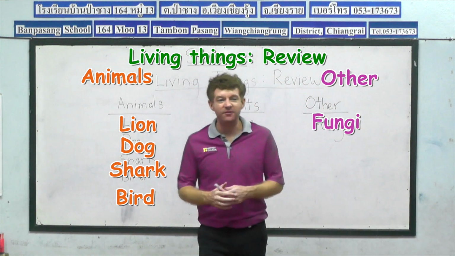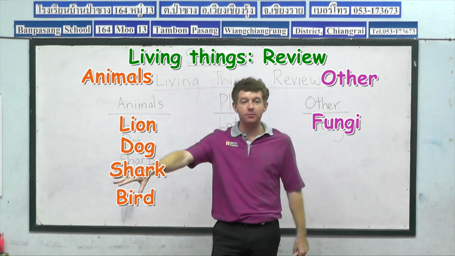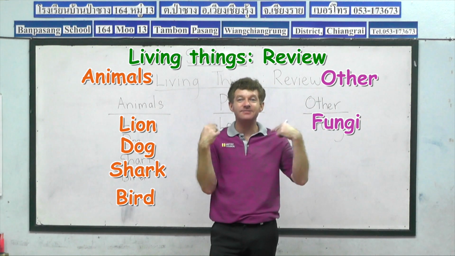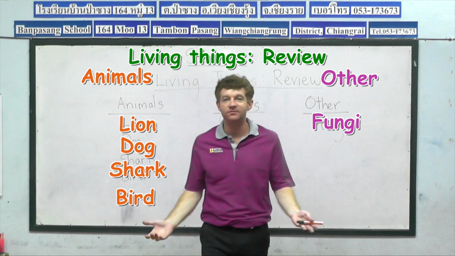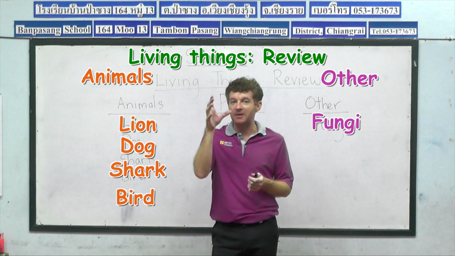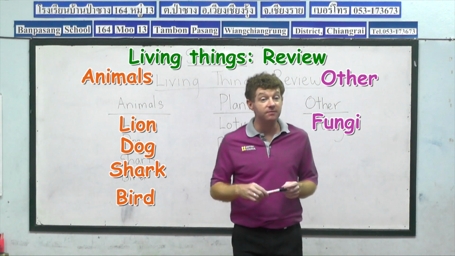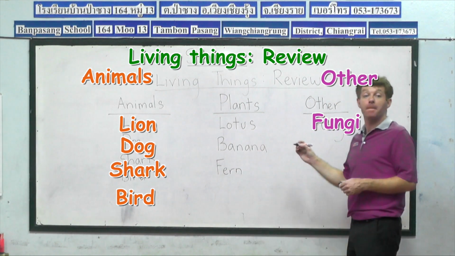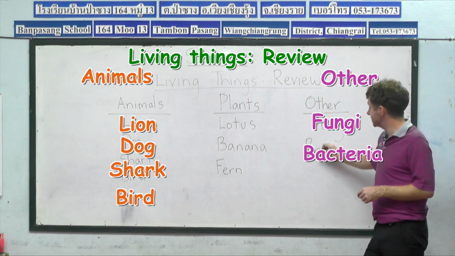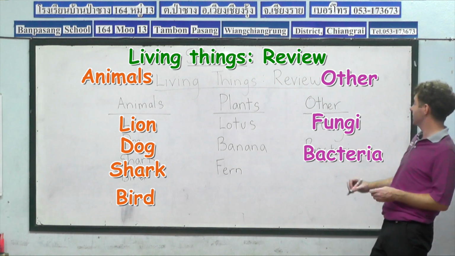And then bacteria. I was about to ask, remember the very microscopic little things that are everywhere. They're on our desks, they're on our clothes, they're inside our bodies. But we can't see them because they're microscopic, which means we need a special machine called a microscope to see them. And those type of living things, guys, are? Bacteria. B-A-C-T-E-R-I-A.